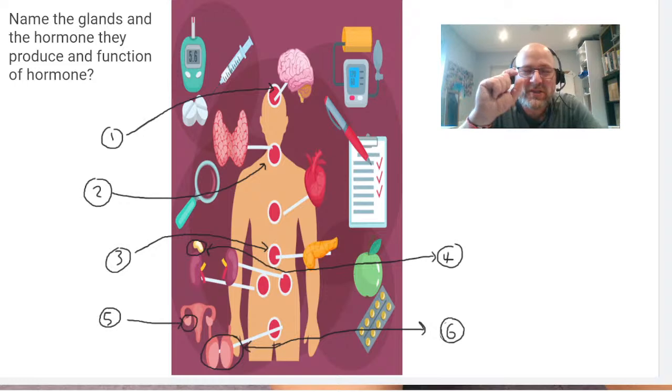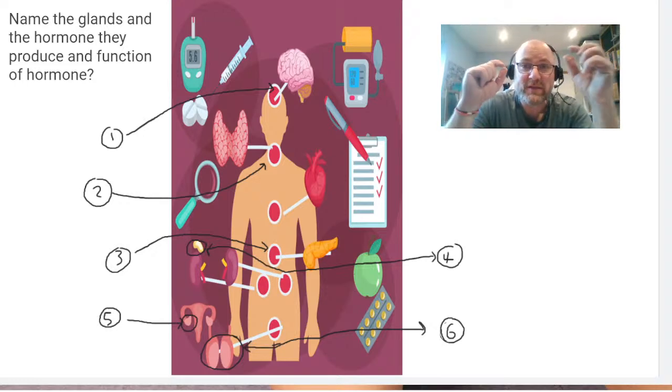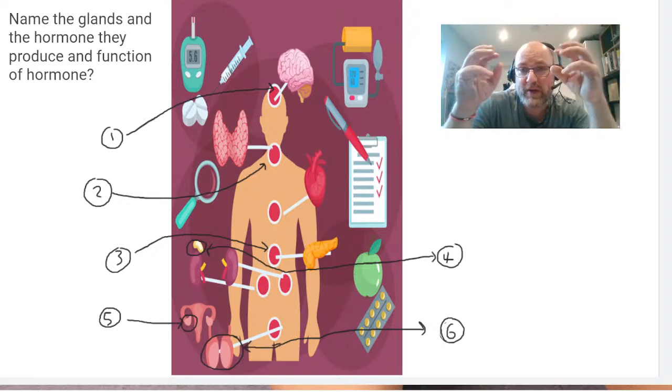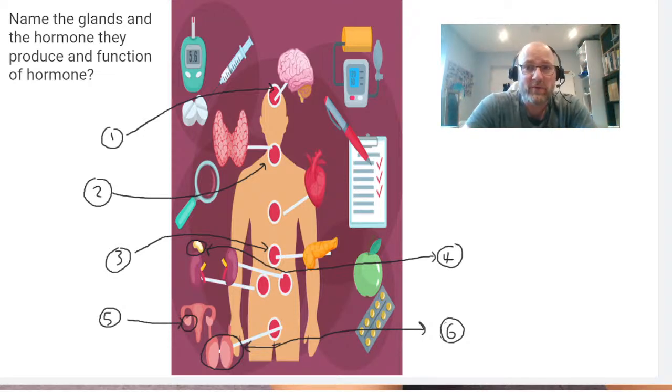So it just sits on top of your kidneys. You've got 2 adrenal glands, one on each side. And do you know what hormone the adrenal glands produce?